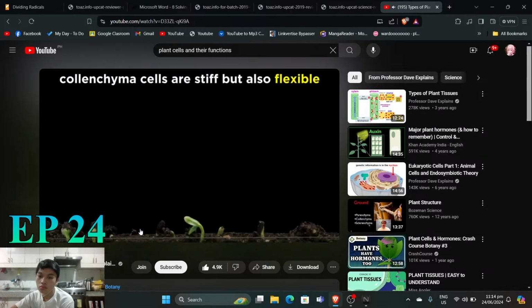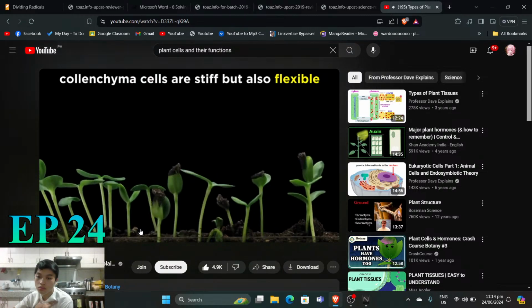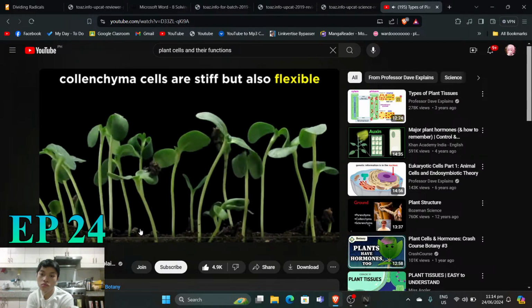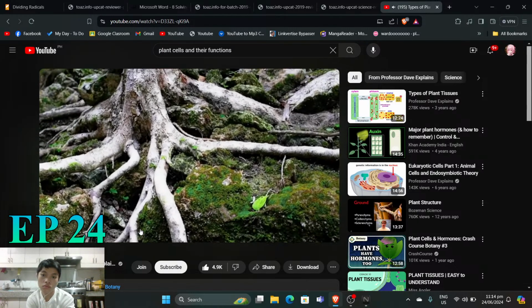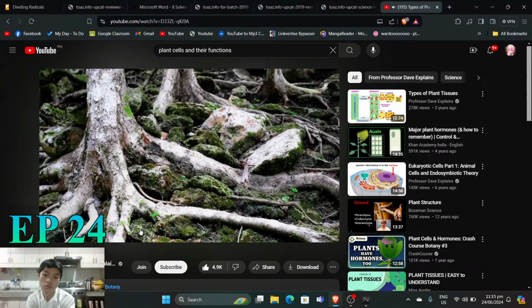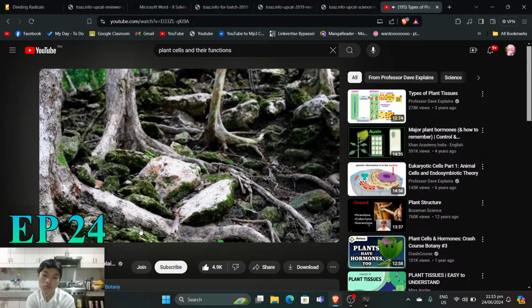Even though parenchyma cells are pretty stiff in their structure, they're also very flexible and able to grow and change as the plant grows. However, parenchyma cells don't last forever. In woody plants, the parenchyma cells are only needed to do their job of stiffening and strengthening the plant until the sclerenchyma cells take over.